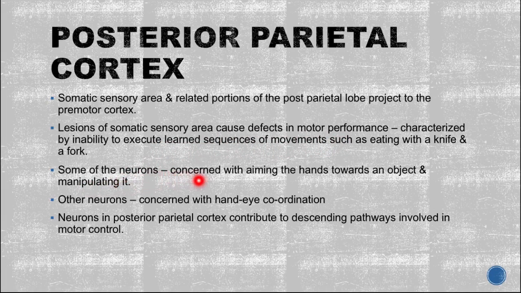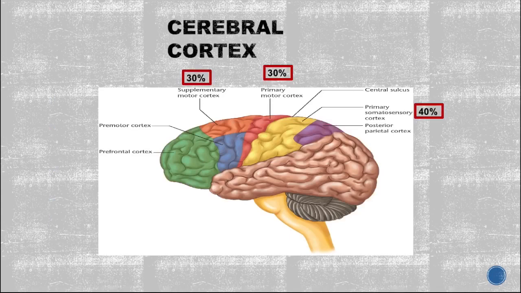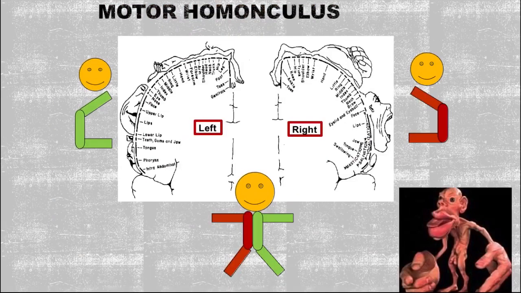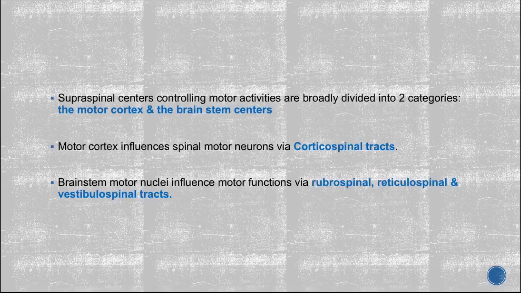Some of the neurons are concerned with the aiming of the hand toward an object and manipulating it. So the somatosensory area helps in all these kinds of movement. Other neurons help in hand-eye coordination. So neurons in the posterior parietal cortex contribute to the descending pathways involved in motor control.